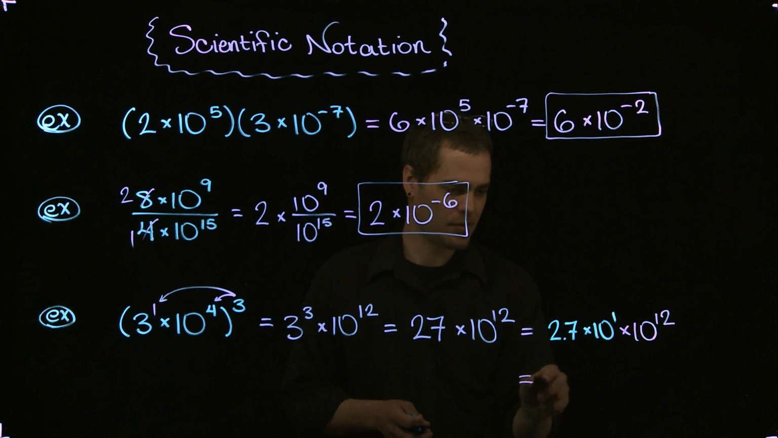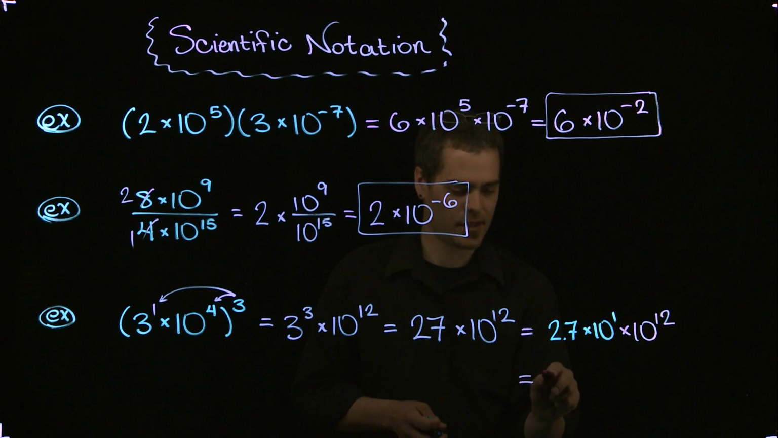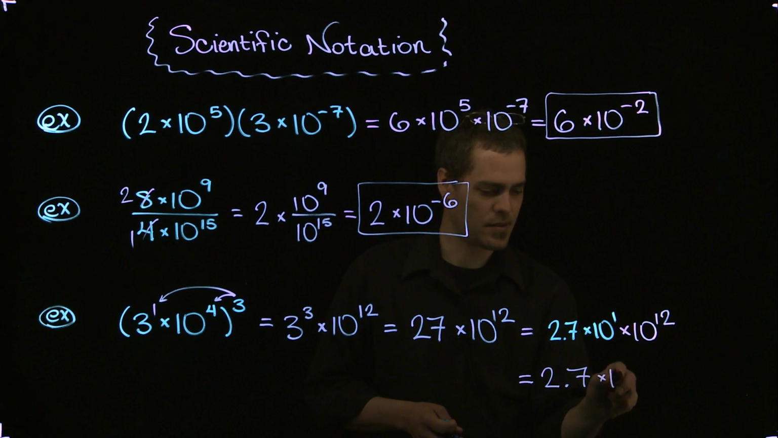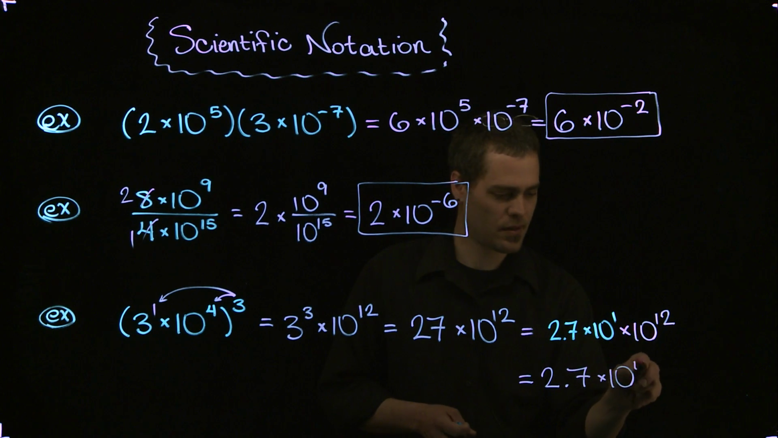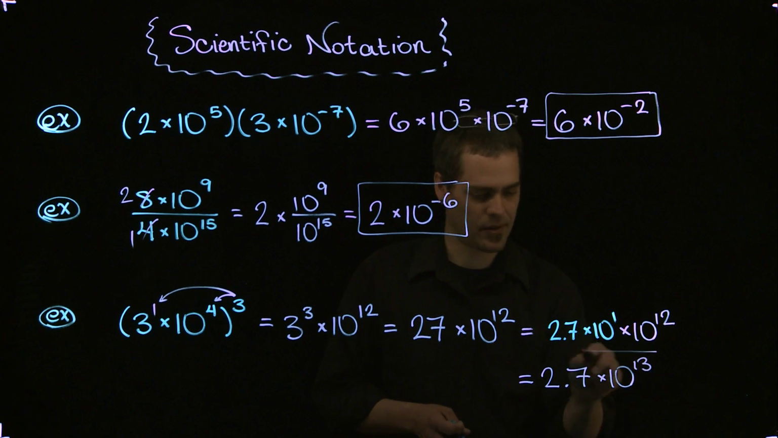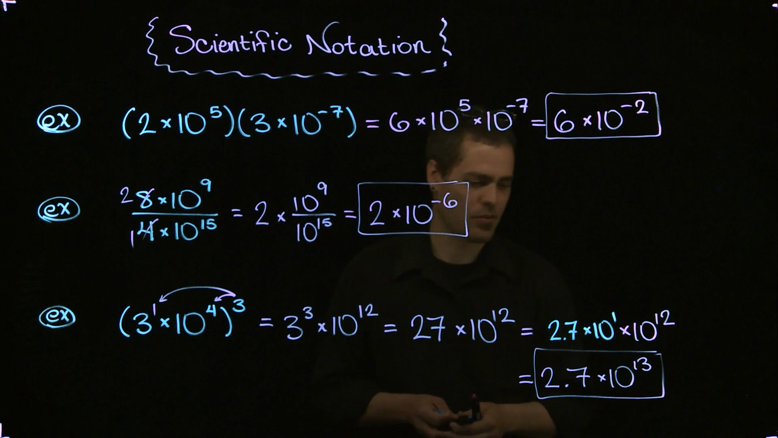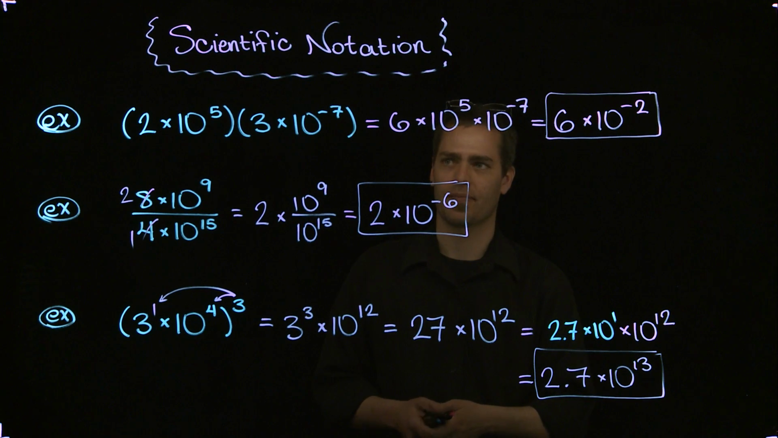Then, using an exponent rule, I can combine these guys right here. So I end up in the end with 2.7 times 10 to the 13th power. And there's my final result, correctly written in scientific notation.